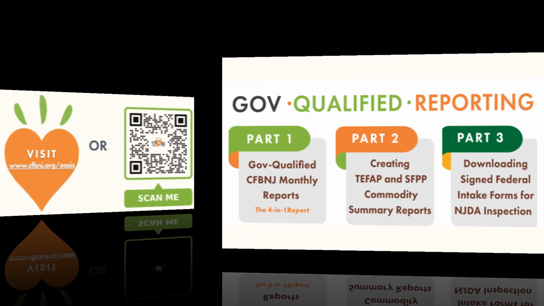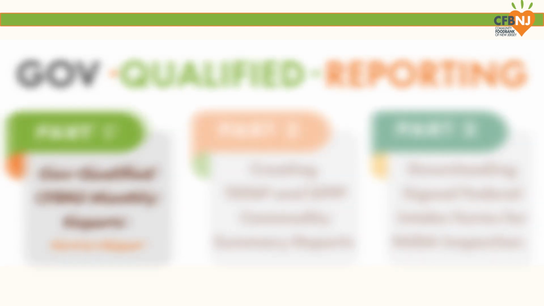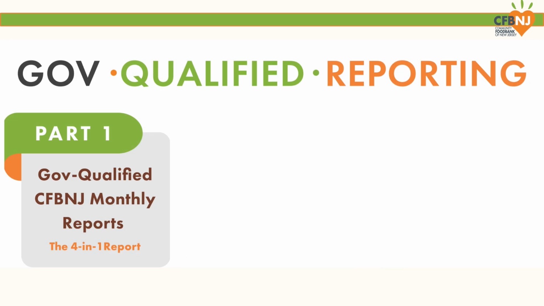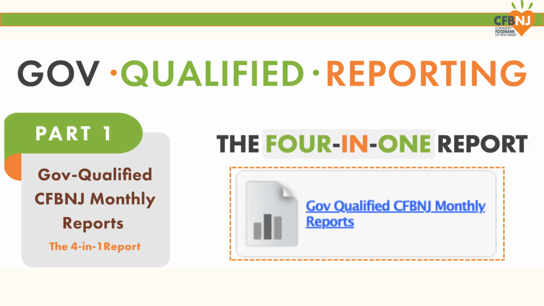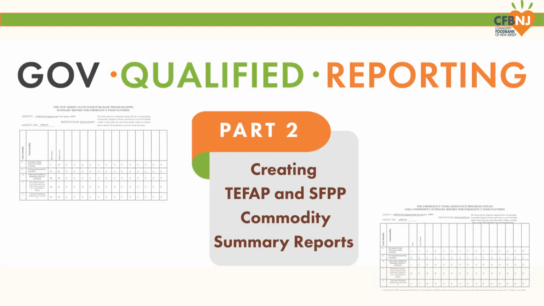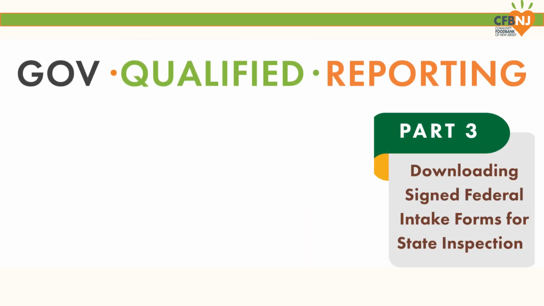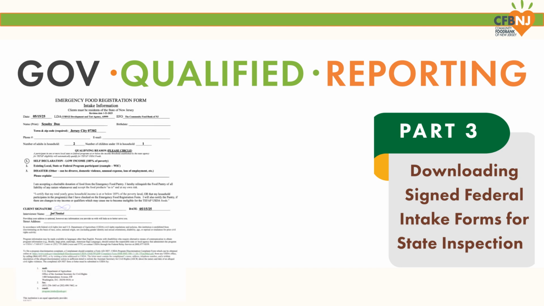on your screen. In this video, we'll go over the steps necessary to generate accurate monthly reports through Oasis in 3 parts. In Part 1, we'll review partner reporting guidelines, and then we'll show you how to generate 4 of your 6 required reports at once, just by using the GovQualified CFBNJ Monthly Reports button. In Part 2, we'll go over creating the 2 other required reports, the TFAP and SFPP Commodity Summary Reports. Finally, in Part 3, we'll review how to keep up-to-date records of signed federal intake forms each month to stay prepared for inspection by the NJDA.